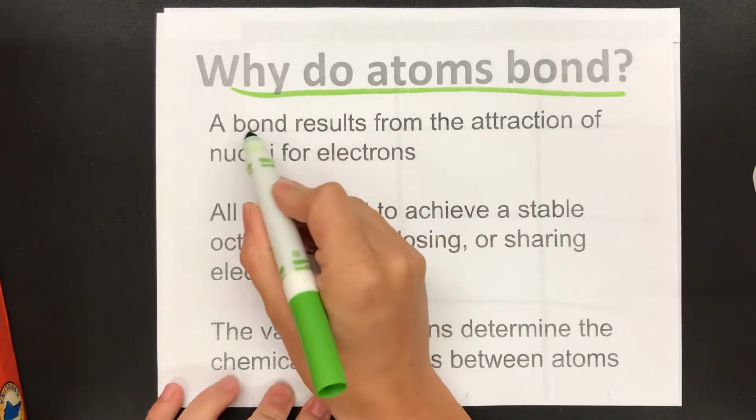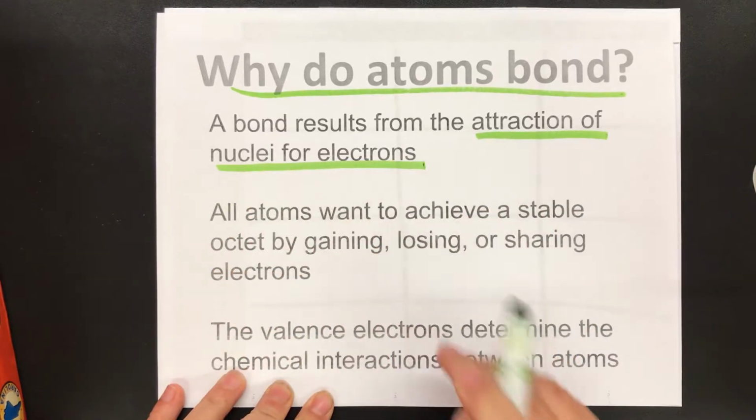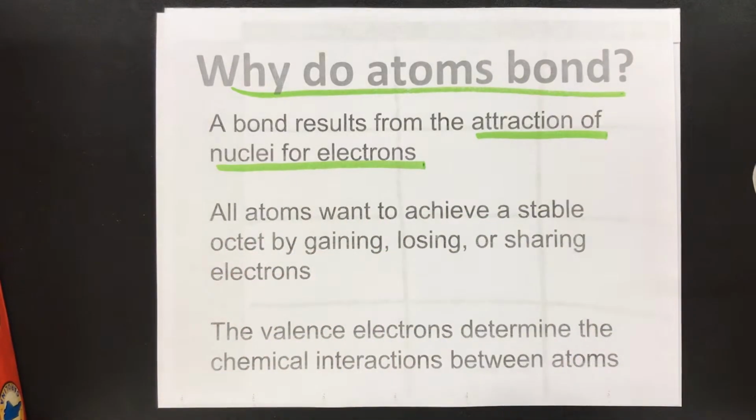Here's what happens. Bonds result from the attraction of nuclei for electrons. So the nuclei is the nucleus. The nucleus craves these electrons because remember the nucleus is positive and these electrons are negative. So the nucleus wants to have a certain amount of electrons in order to be stable.